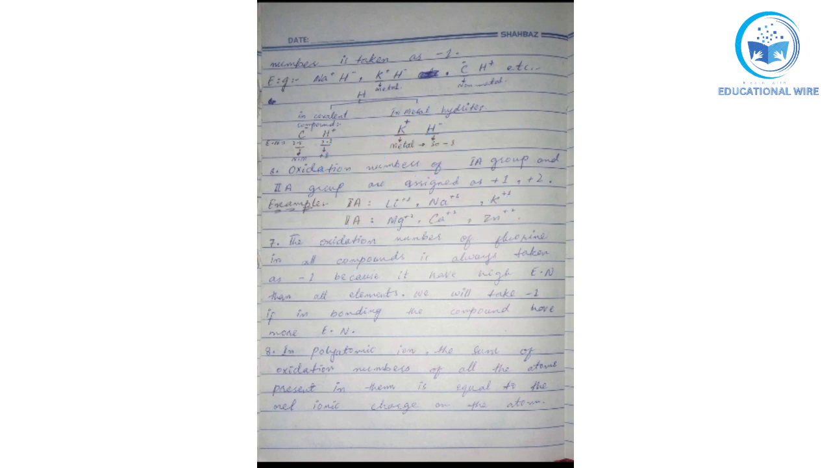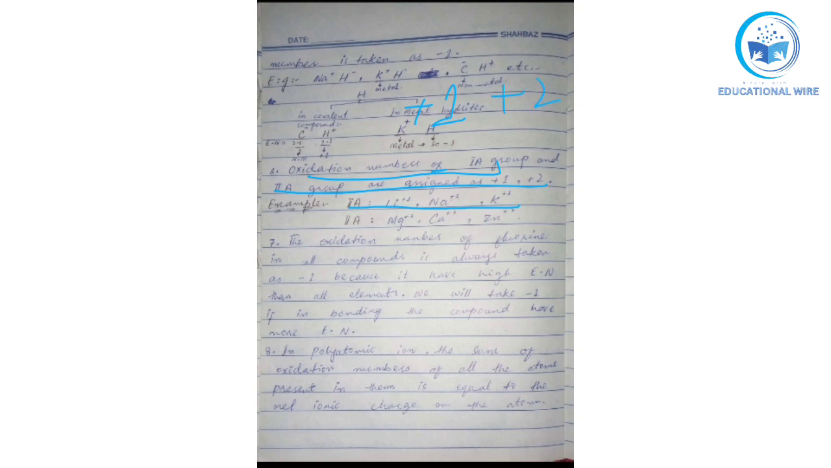So here now move to the 6th point. The 6th point says that the oxidation numbers of group 1A and group 2A are assigned as +1 and +2. This we have done in our last lecture, where we made a table. Like in group 1A we have all the elements with +1 oxidation number, and in the second group we have +2 oxidation number.